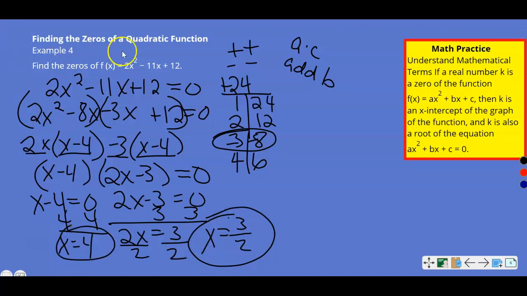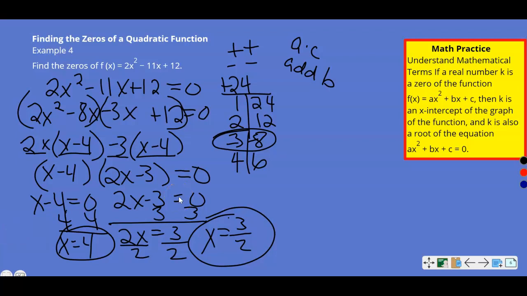One way to check it is we just finished graphing. You could graph this and see if your intercepts are at 4 and 3/2, which is the same as 1 1/2. You also can take this number, plug it back in, and see if you get 0. Take 3/2, plug it in for x, see if you get 0. Both of these are solutions, so that's 2 different ways that you can check yourself.